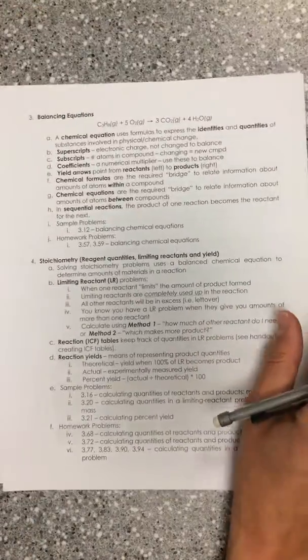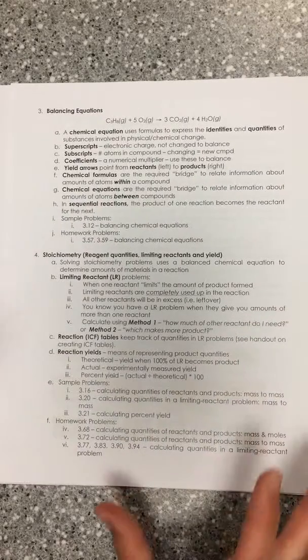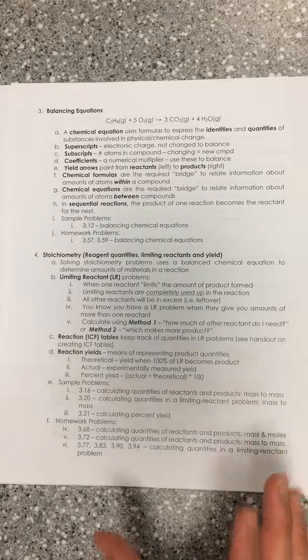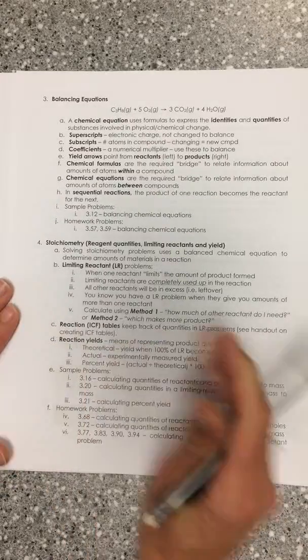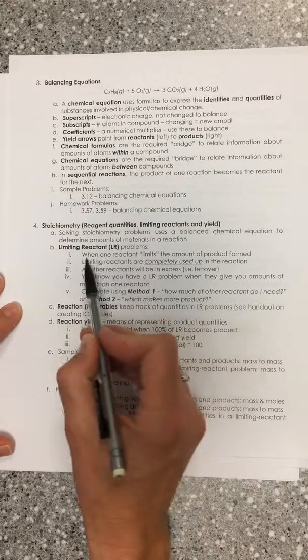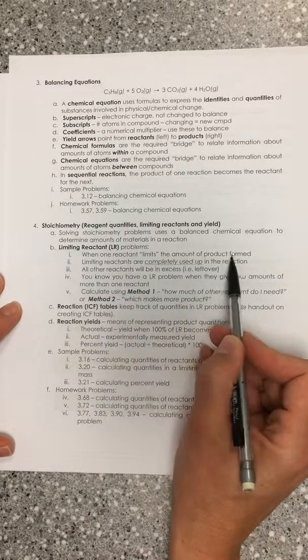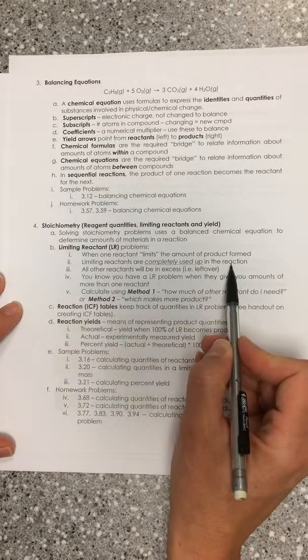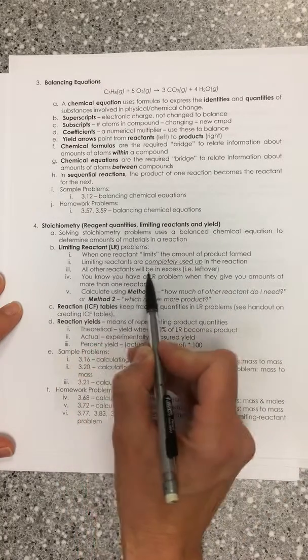And the idea is we're going to be limited in terms of how many cookies we can make in our kitchen by whatever we have. That's our limiting reactant. So just looking at some definitions here that are on your sheet, limiting reactant problems happen when one reactant limits the amount of product that we form. Limiting reactants are completely used up in the reaction, and anything else that's a reactant will be in excess.